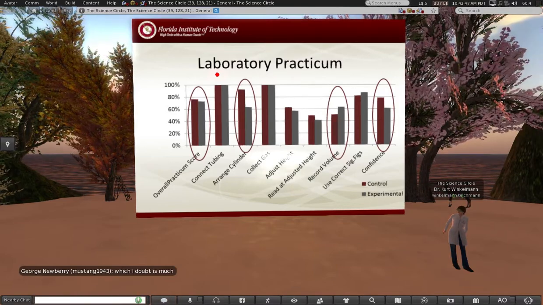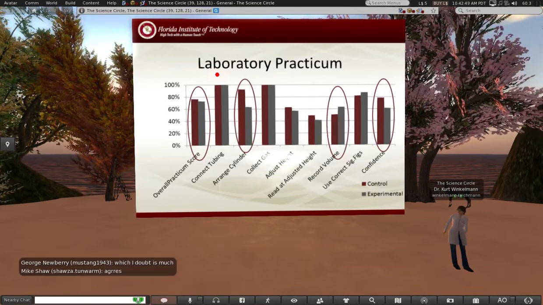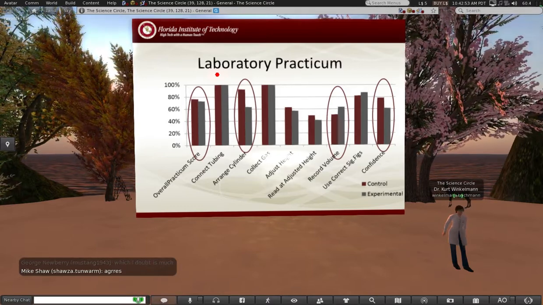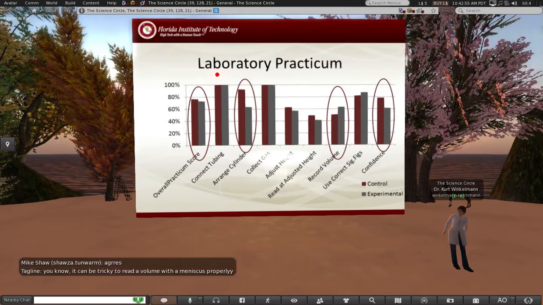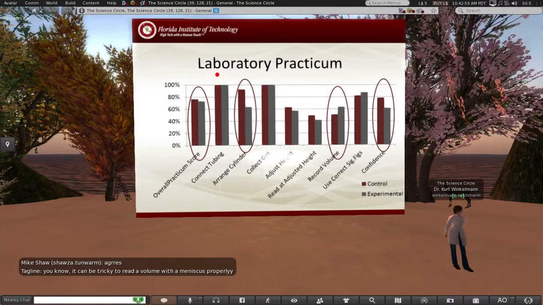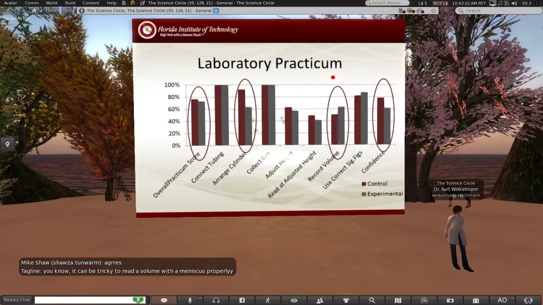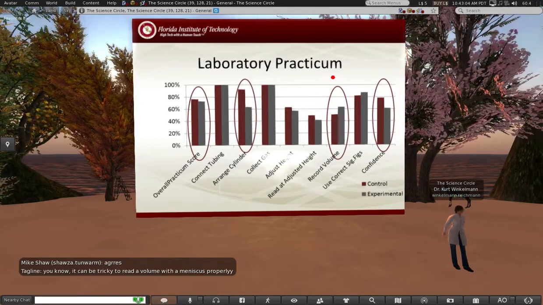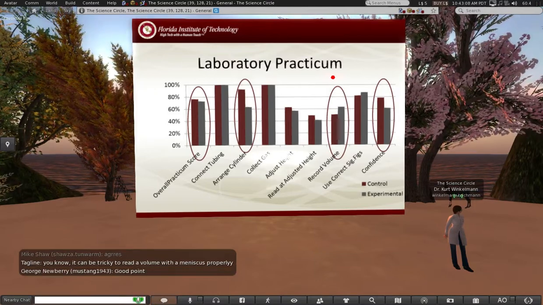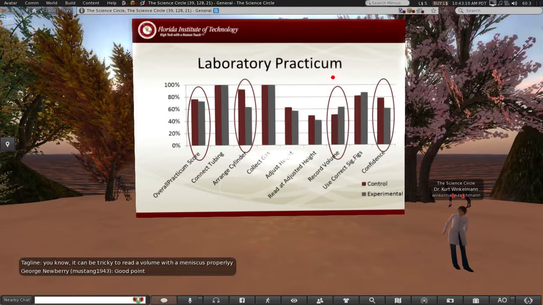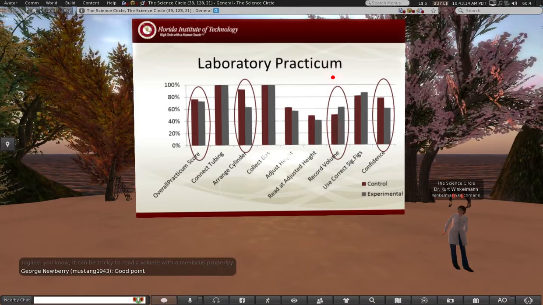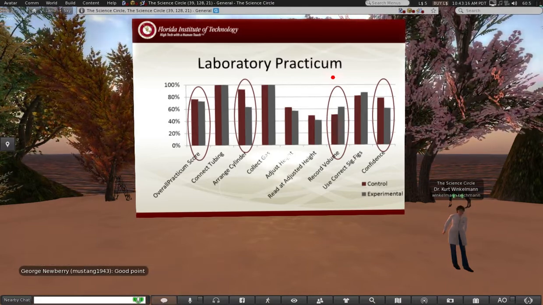But there were some notable differences. So arranging the cylinder, the control group did a better job. Actually positioning the graduated cylinder in the tub of water, they did that better. But the Second Life group recorded the volume better. So overall, they got the same score, but Second Life, in some cases, helped them learn skills better. In other cases, not as well as the real world.